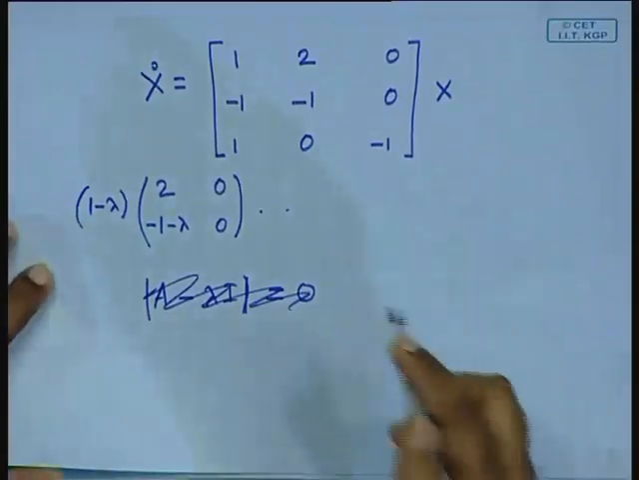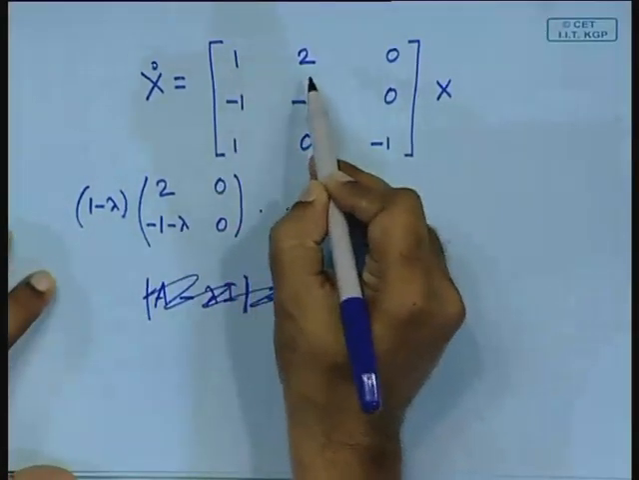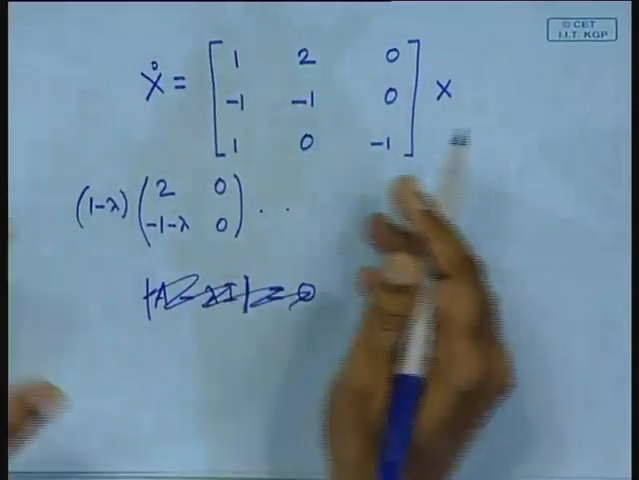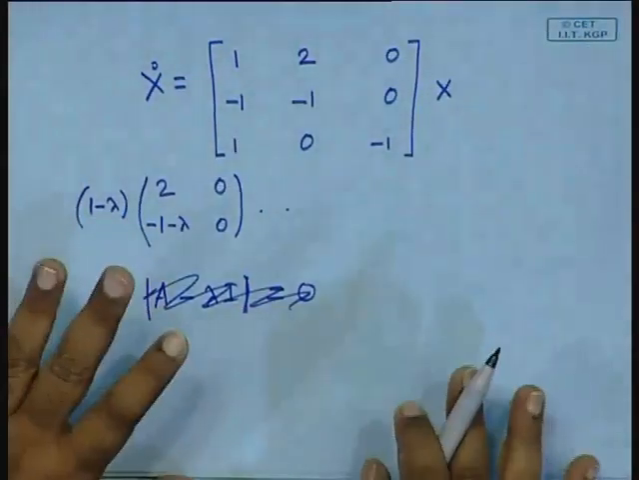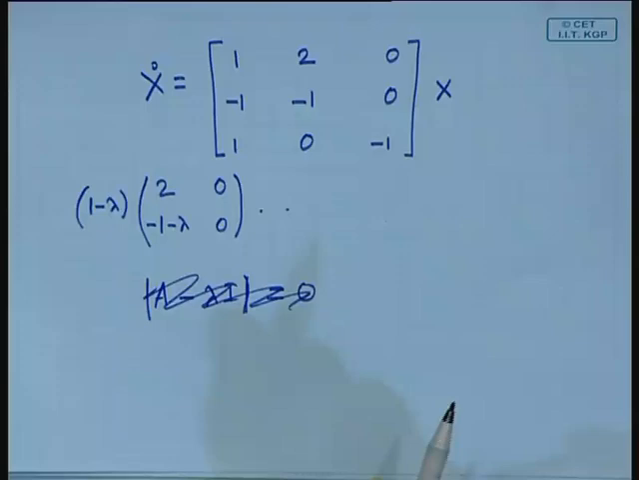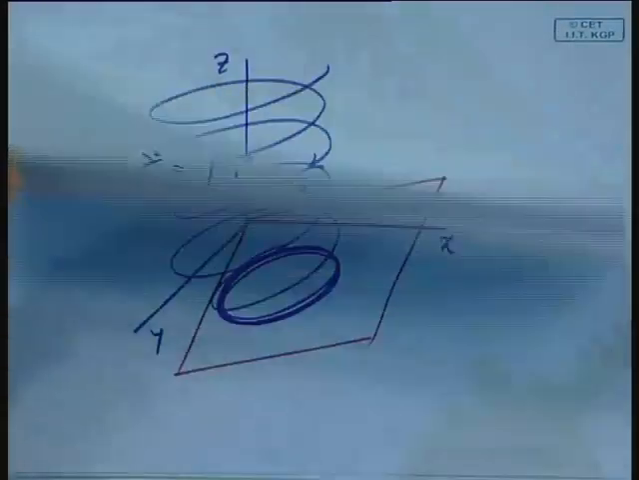Now, if I slightly change the values, this was a purely imaginary case. If I slightly change the values, say I make it 1.2, 1.1, something like that, what will happen? It will no longer remain purely imaginary, it will become complex conjugate. So, let us try to visualize what will happen if you have complex conjugate eigenvalues. Two can be complex conjugate, one will always be real.